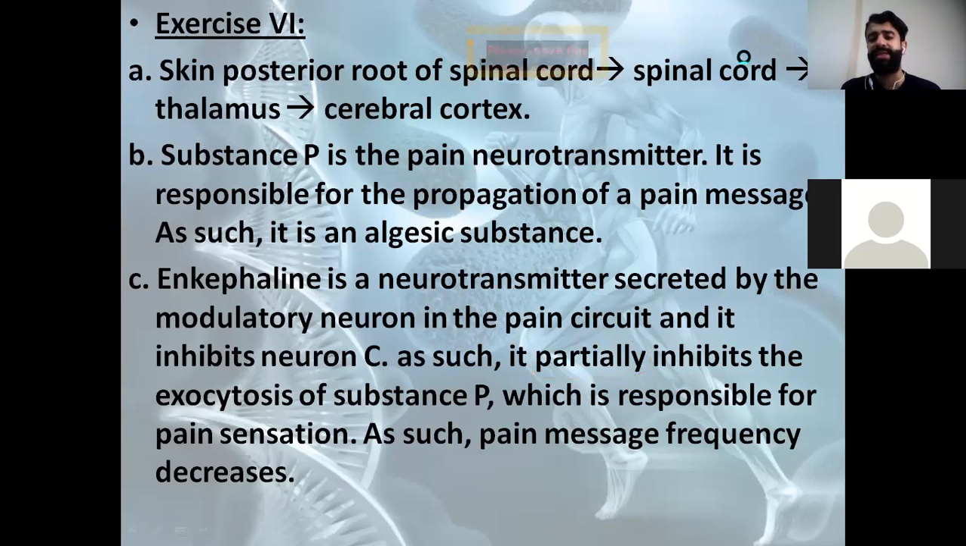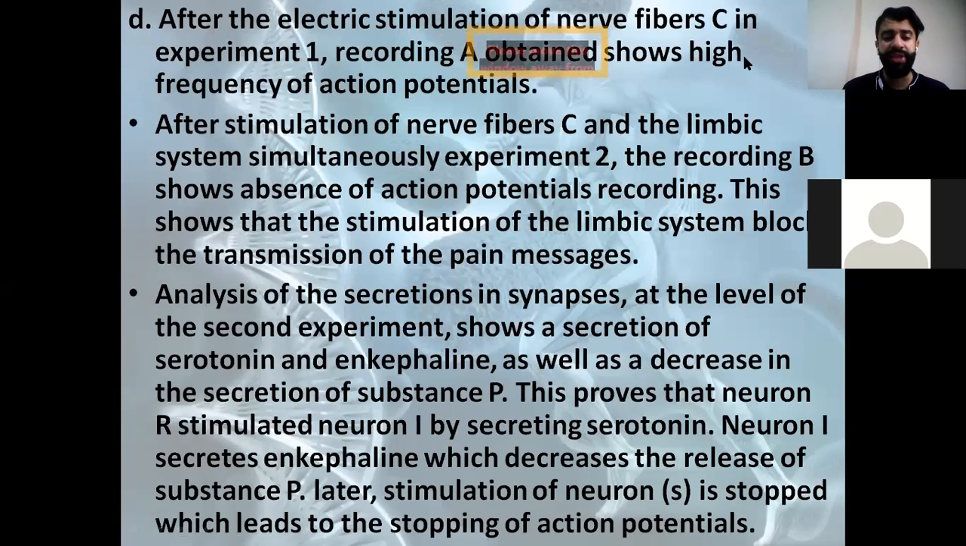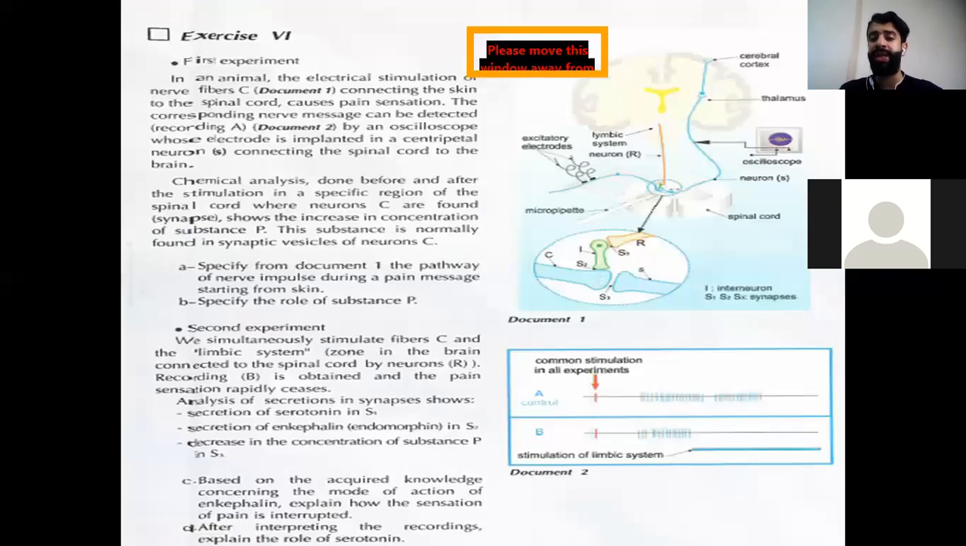Interpret the experiments and draw out the role of the serotonin. After the electric stimulation of nerve fiber C in experiment 1, we have stimulation of nerve fibers C only. So we have a high frequency of action potential as shown in recording A, which is the control. We did stimulation of the nerve fiber C and got a high frequency of action potential.